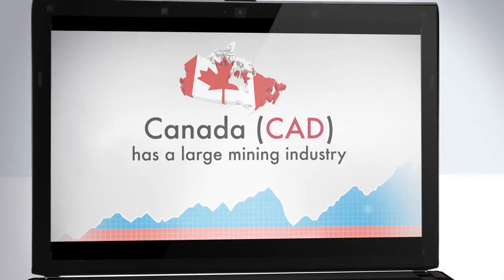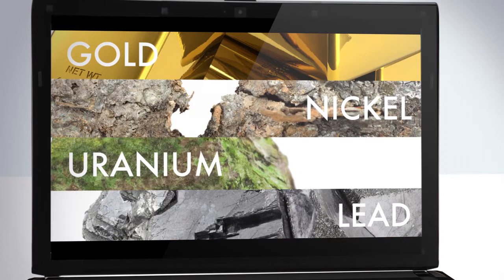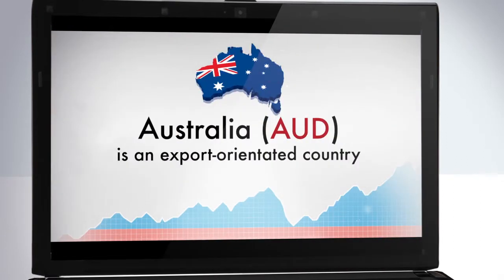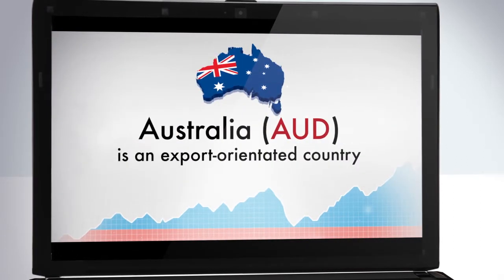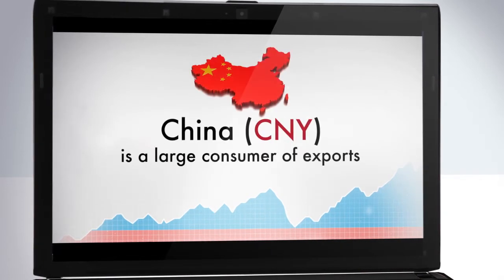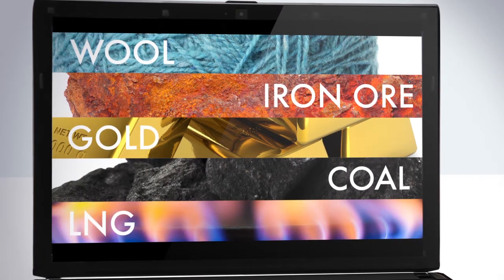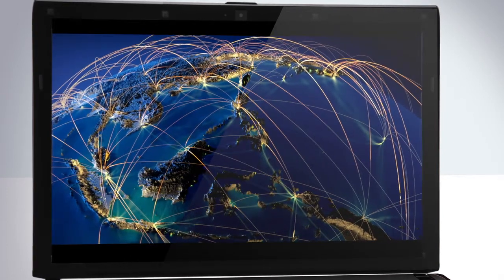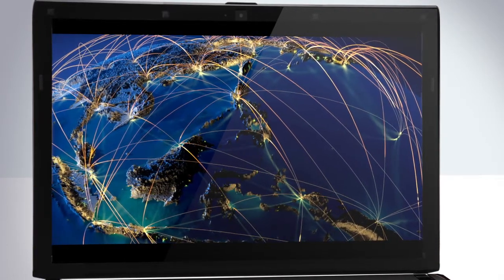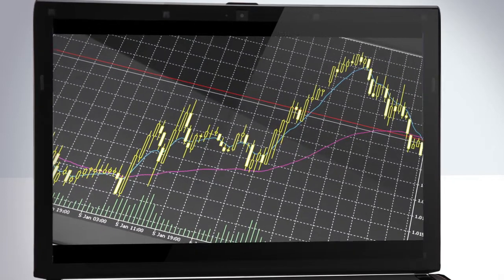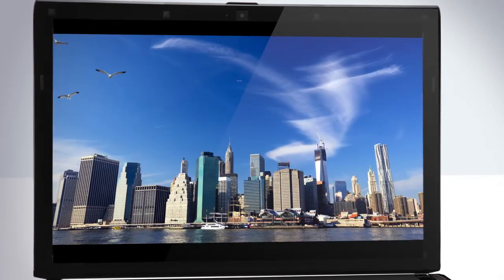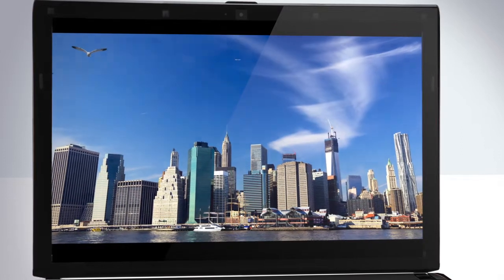For example, Canada has a large mining industry and is heavily dependent on the US for its export of gold, nickel, uranium and lead. The same applies to Australia, which is also an export-oriented country. In this instance, China is the largest consumer of its exports, most notably wool, iron ore, gold, coal and liquefied natural gas. As such, changes within the commodity segments which these countries export and economic changes from their major export partners can have a significant effect on their economic welfare and currency strength.